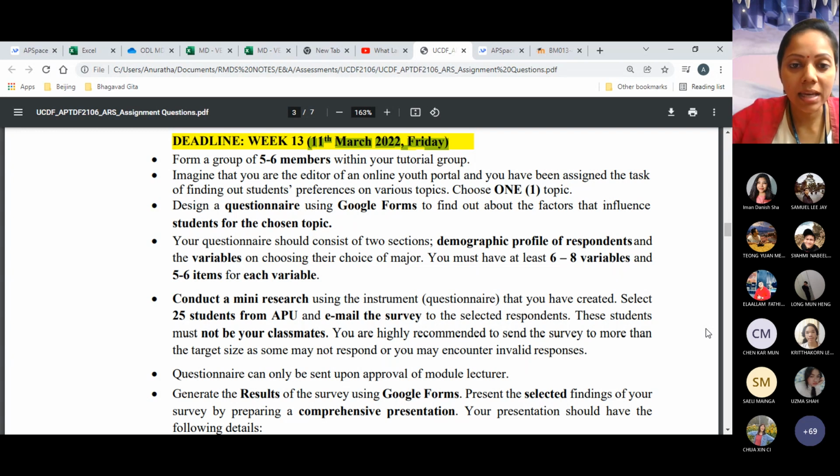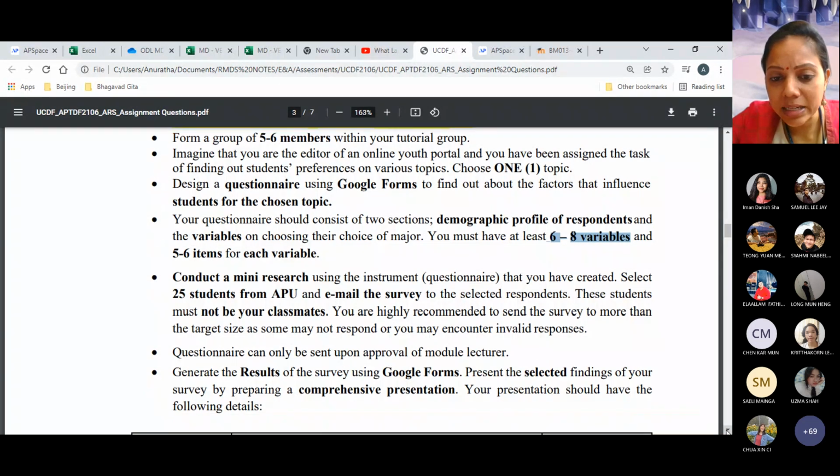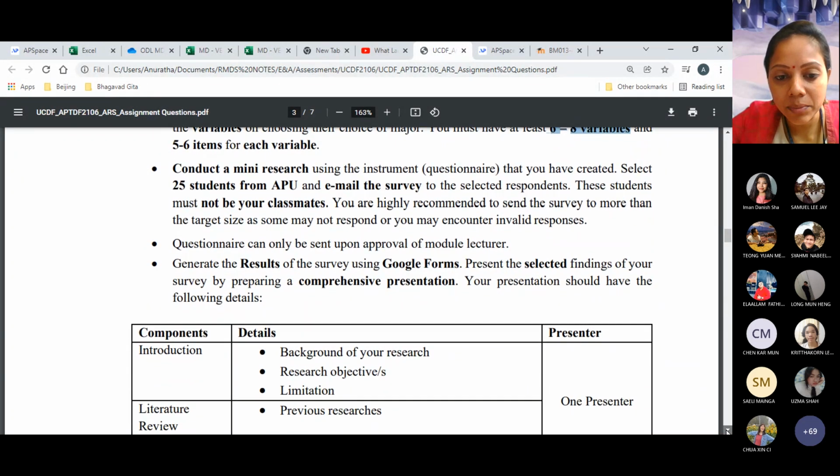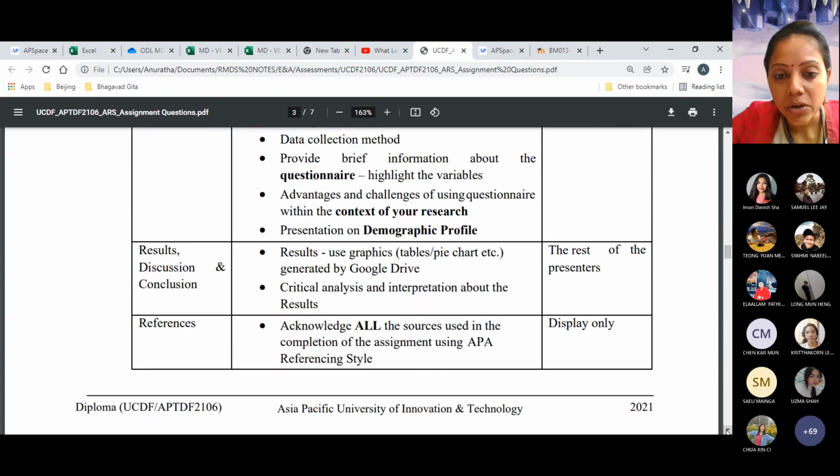What you have to do for your group assignment is a questionnaire. You use Google Forms to do the questionnaire. The first part of the form, you should do your demographic profile. And then the second half of the form, there are only two parts. The second part, you create your variables. And then you conduct a mini survey. You send the link to your classmates and they will respond to the questionnaire.